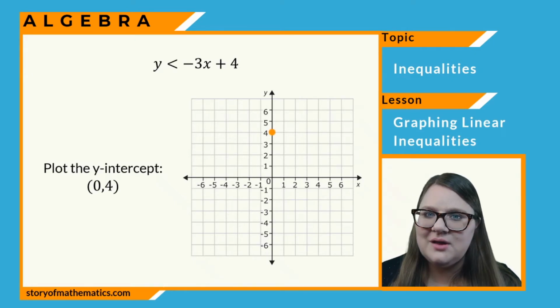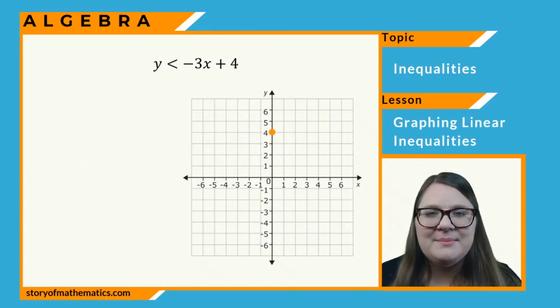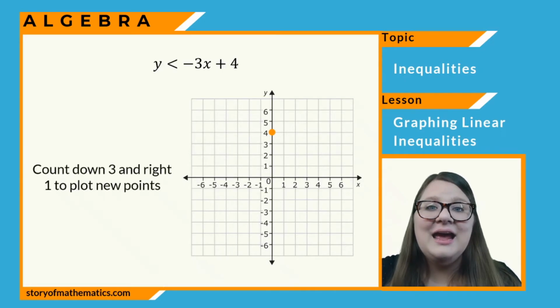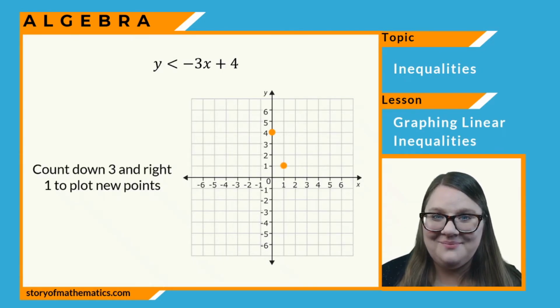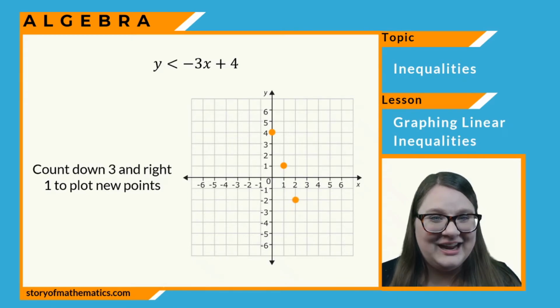Then we're going to look at our slope. The slope is negative 3. That means we're going to count down 3 and right 1 to plot another point. Then we go down 3 and right 1 again.